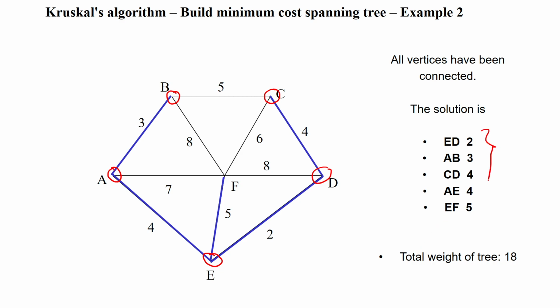So the length of the wire needed to connect all the cities is 18 units of wire. So we need 18 units of wire to connect all the cities as per the minimum cost spanning tree algorithm.